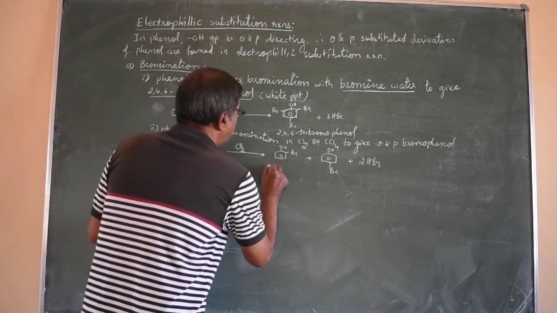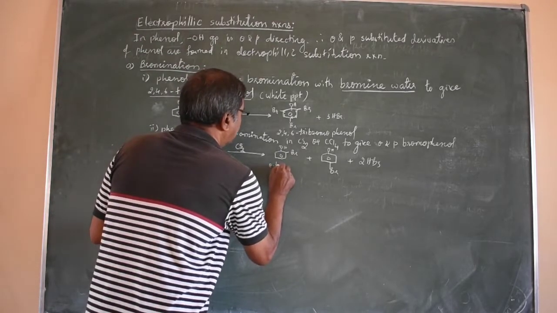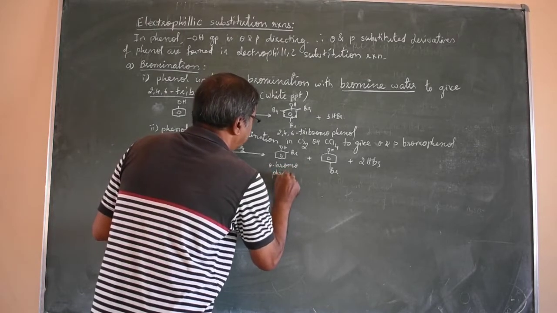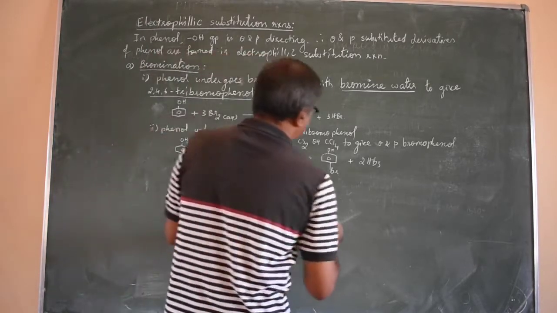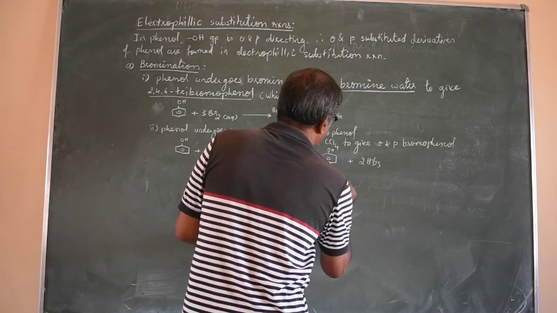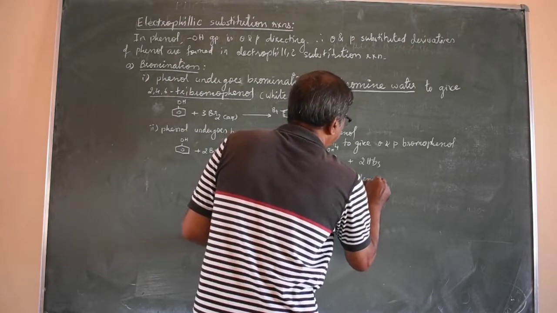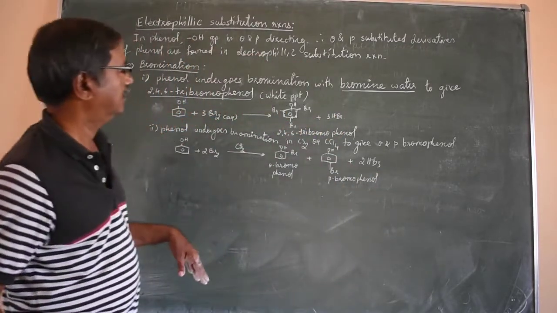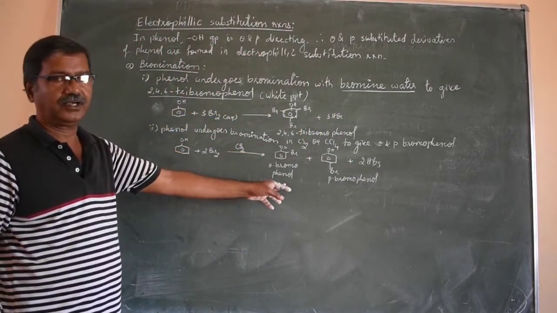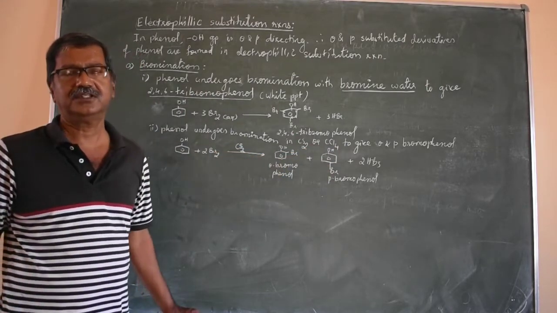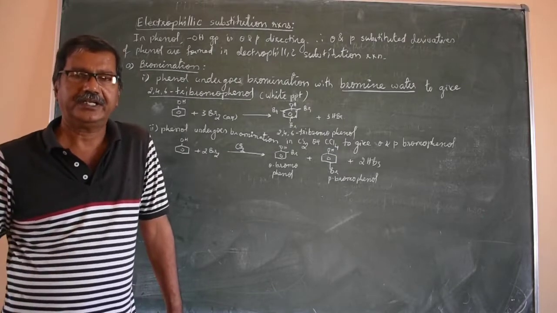This is orthobromophenol, and this one is parabromophenol. You should be perfect in the IUPAC name also. So this one is 2-bromophenol according to IUPAC. This one is 4-bromophenol. After this we have to discuss nitration.